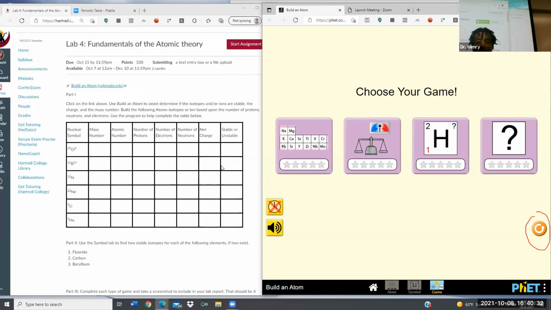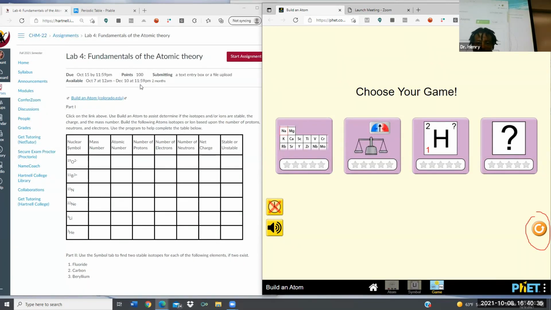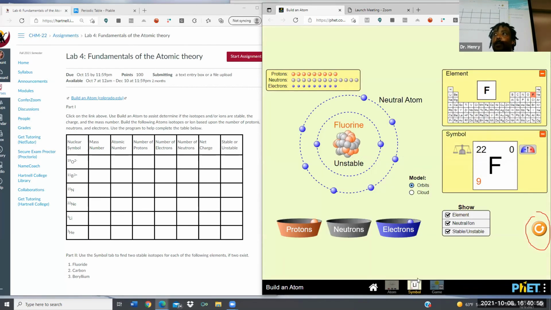Okay. Any other questions? Nope, I don't have any questions. Wait, for the second part, do you want the screenshot of the isotope? For part 1 or part 2? Part 2. No, I just want the nuclear symbol for the 2 isotopes, if there are at least 2 of them. If only 1 of them exists, give me the nuclear symbol for that 1.